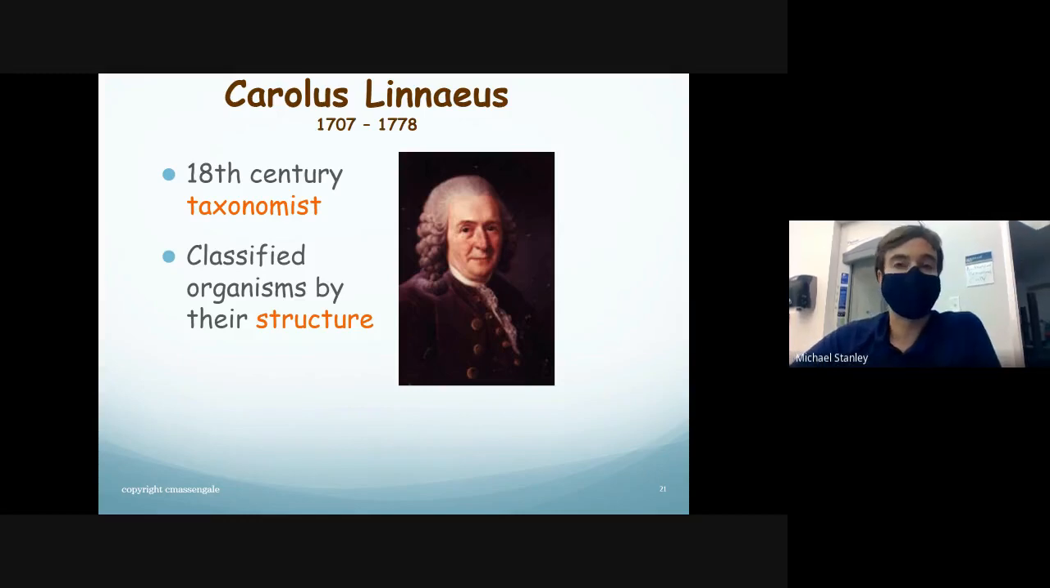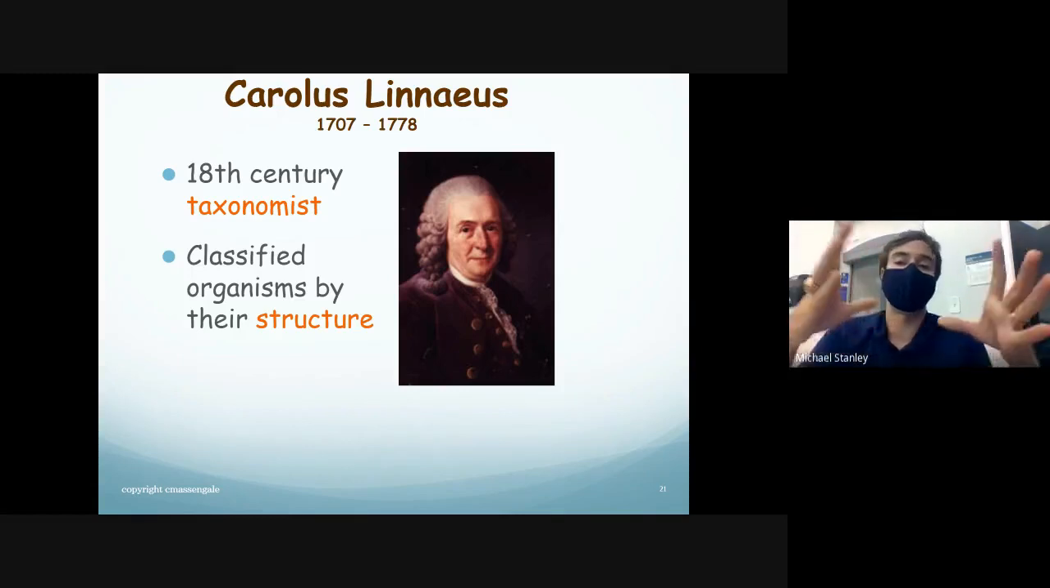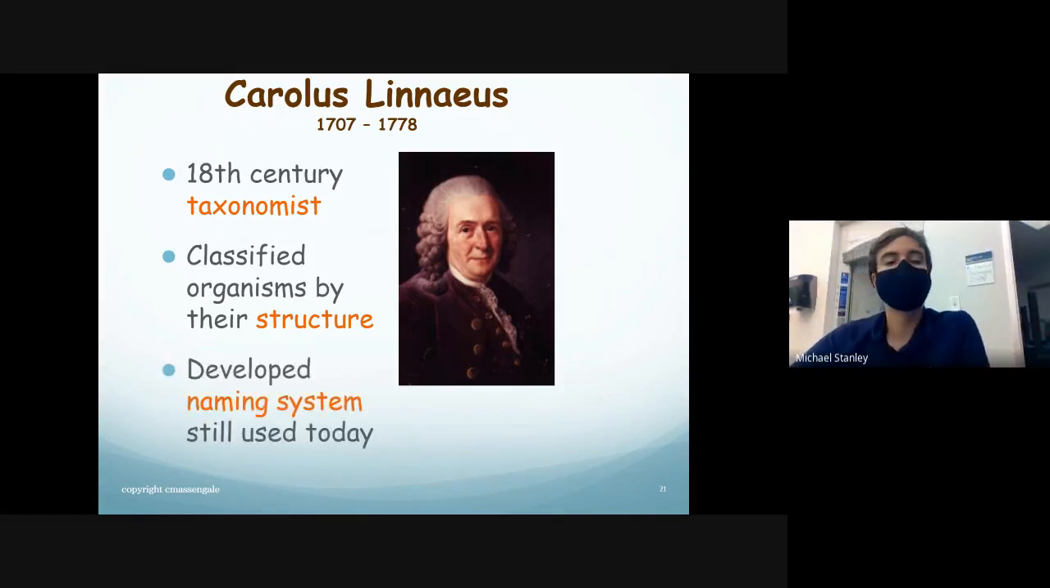Much like we did with the cladograms on Thursday, he tried to say, okay, these two organisms look really similar. They have a lot of the same characteristics. So they're probably in a pretty similar group with each other. And he developed the naming system that we still use today. So anytime an animal is given a scientific name, there is a specific system that you have to use in order to name that animal or that plant. And Linnaeus was the guy who came up with that system about 300-ish years ago.